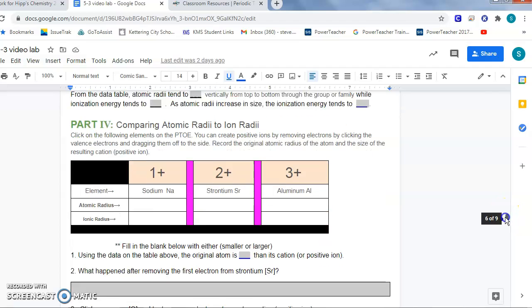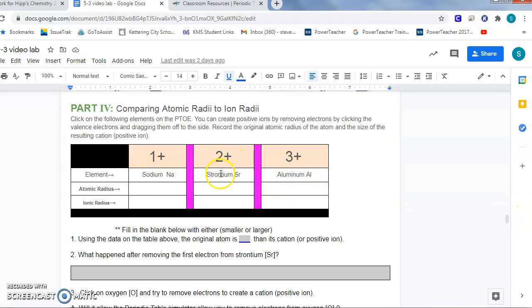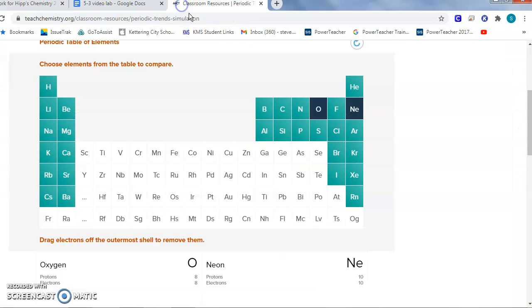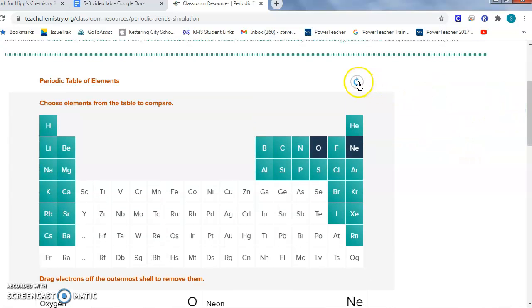Then we're going to look to see what happens to the size of an atom when we remove electrons from it. Ionization energy is the energy it takes to remove the electron, but what happens to the size of the atom? How do we do that on their little table? All right, let's reset it. The reset button's right here.